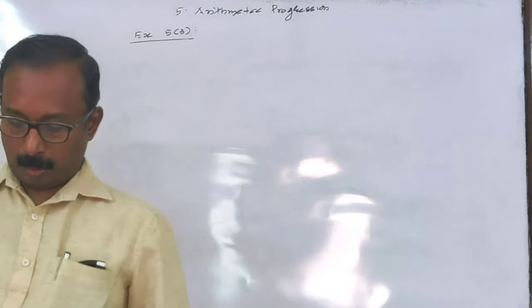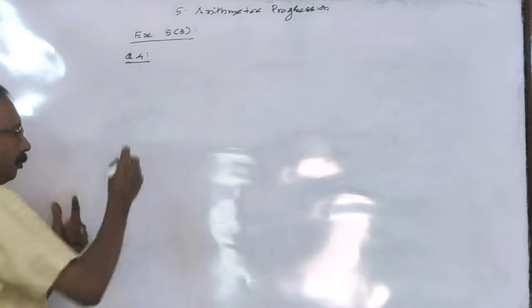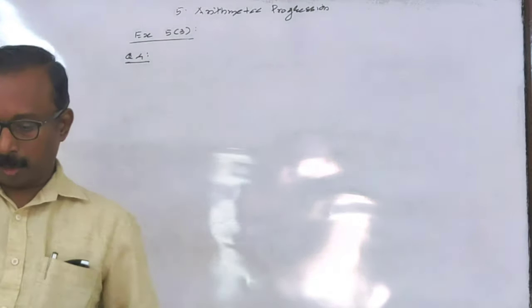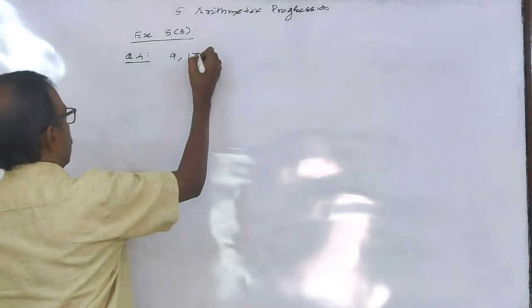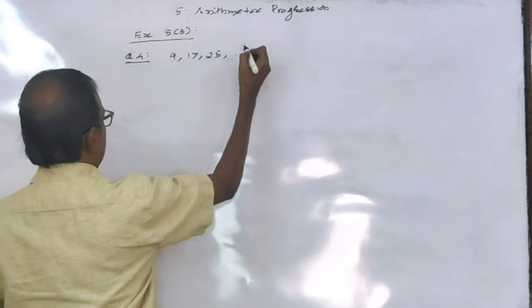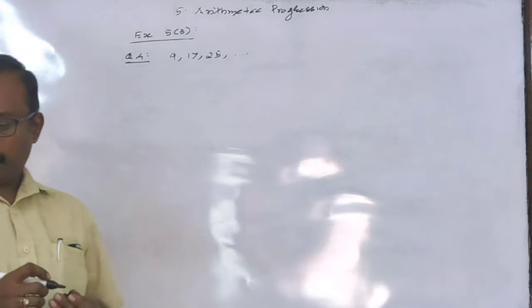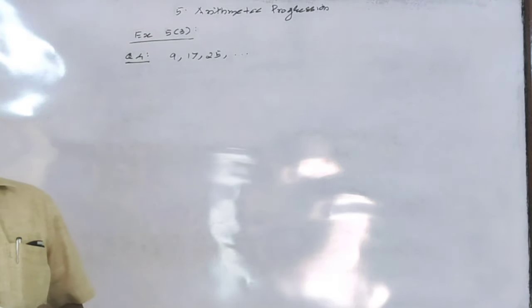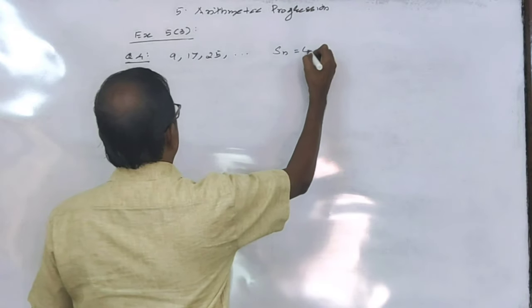Question number 4. How many terms of the AP 9, 17, 25, etc. must be taken to give a sum of 636? Sum is equal to 636.